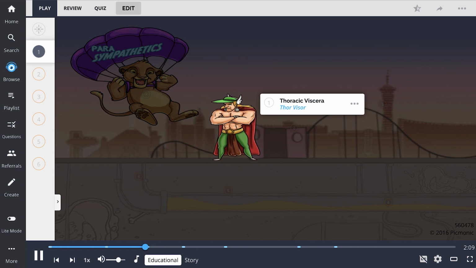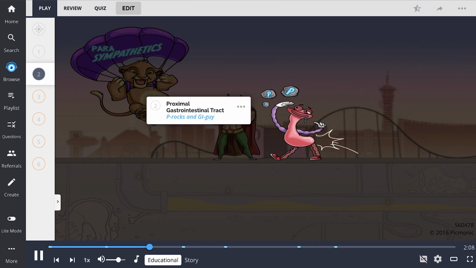bronchiolar smooth muscle. The vagus nerve also has input to the proximal gastrointestinal tract, shown by the PROX and the GI guy. Parasympathetic input here causes increased motility, increased secretions, and relaxation of sphincters.